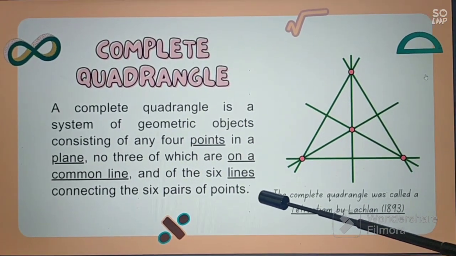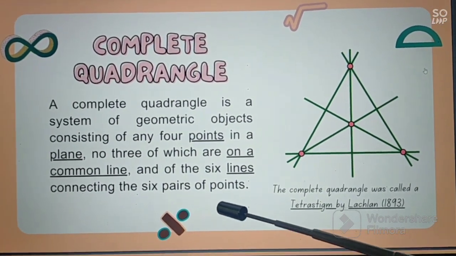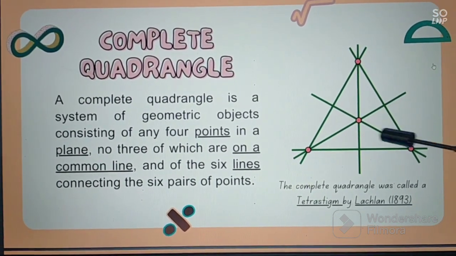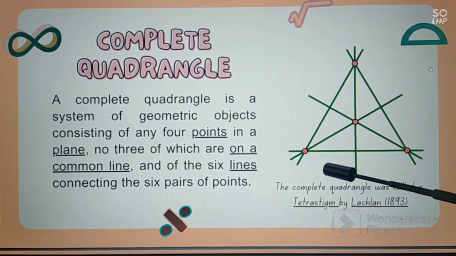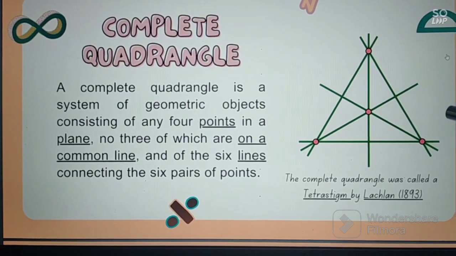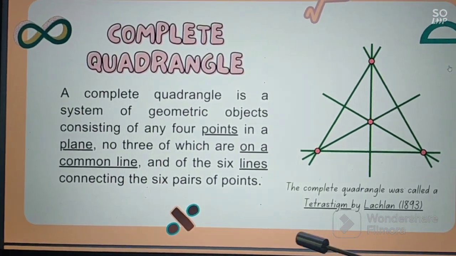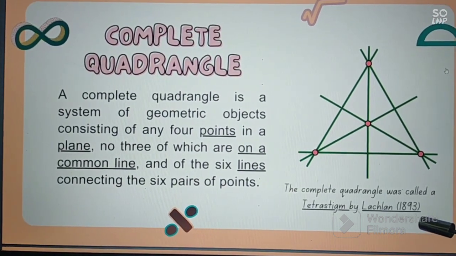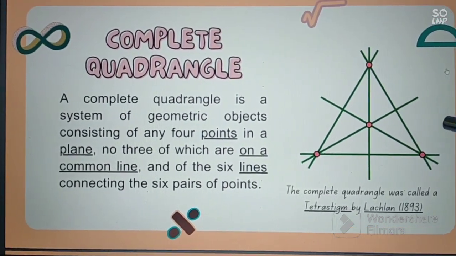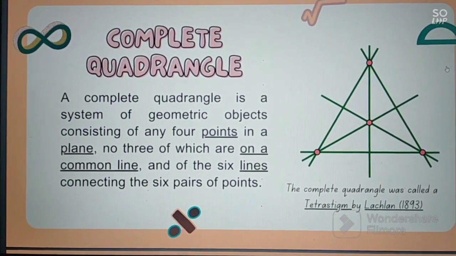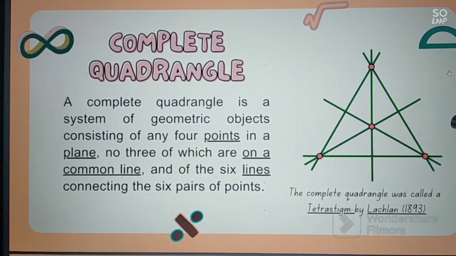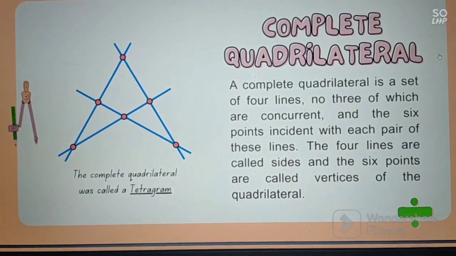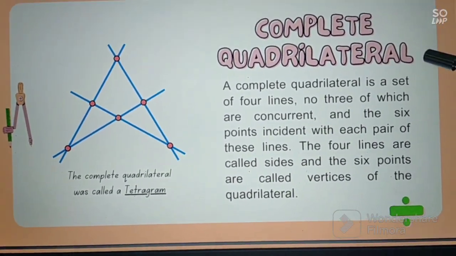And the 6 lines connecting 6 pairs of points. So these 6 lines are connected in pairs. This complete quadrangle was called a tetrasigma by Lachlan in 1893. It has 4 points, no 3 of which are collinear. So that is the complete quadrangle. How about the complete quadrilateral?